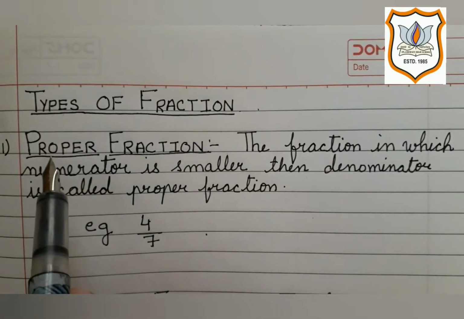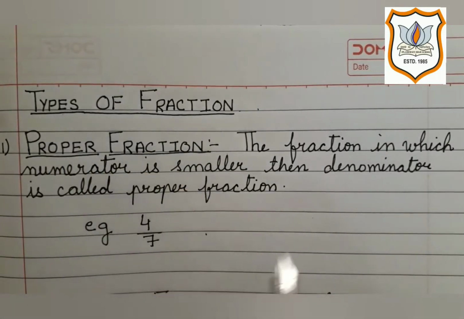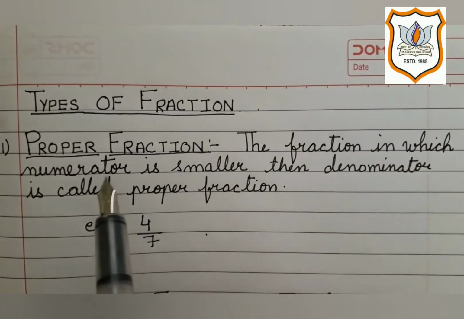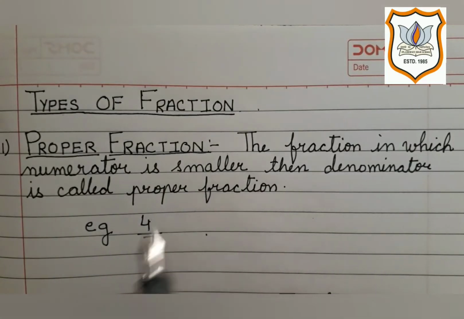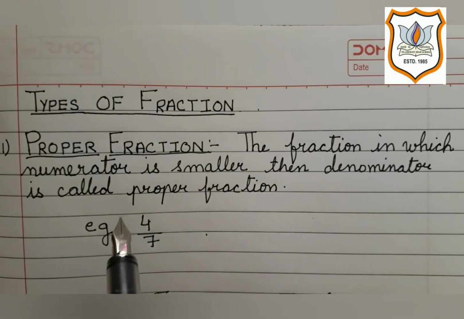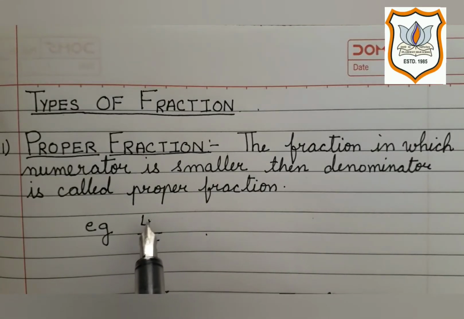Our first type of fraction is proper fraction. The definition of proper fraction is: the fraction in which numerator is smaller than denominator is called proper fraction. Now students, you will think, what are numerators and what are denominators? The number which is present above the fraction line is called numerator. Here 4 is numerator. And the number which is present below the fraction line is called denominator. Here 7 is denominator. So we can say that numerator is smaller than denominator in proper fraction.